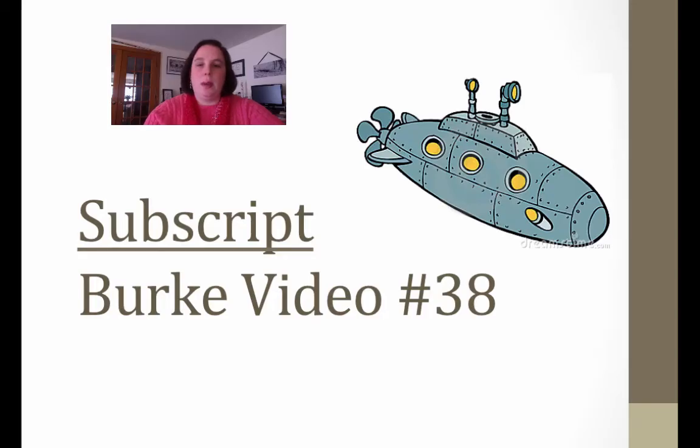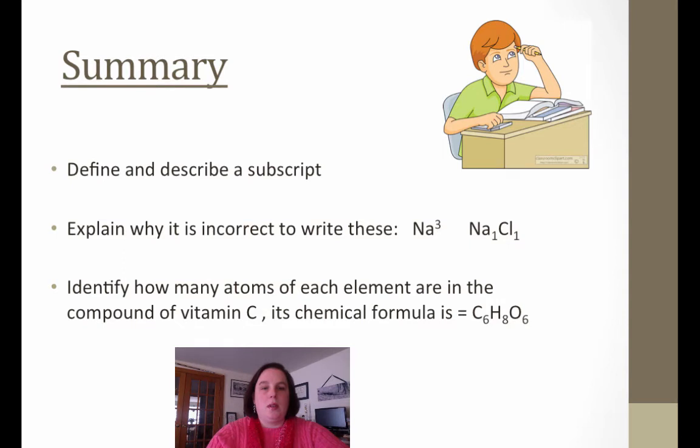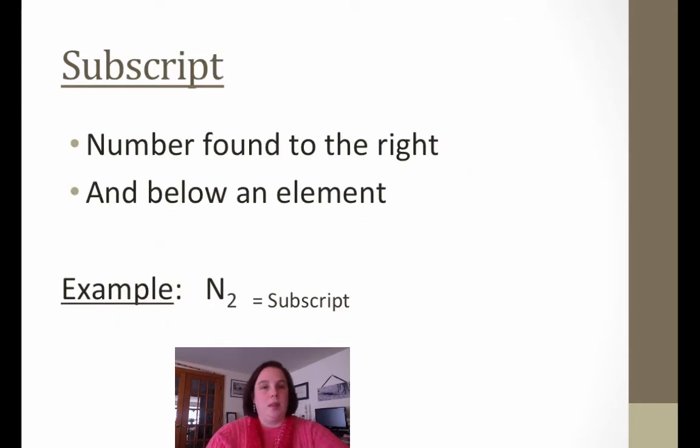This is all going to be about subscripts. So here's a summary at the beginning for you again. I want you to be able to define and describe a subscript. I want you to be able to explain why it's incorrect to write these two that I have here. Identify how many atoms of each element are in the compound vitamin C, which is chemical formula C6H8O6. All right, so let's get started.